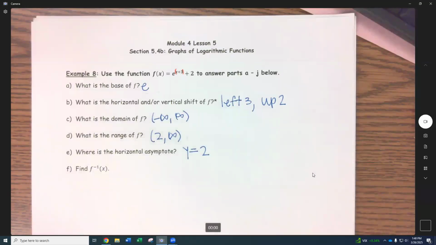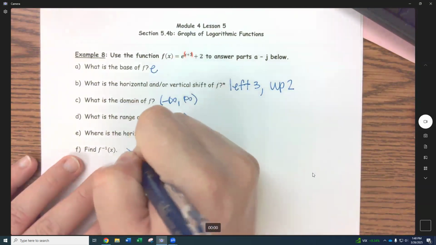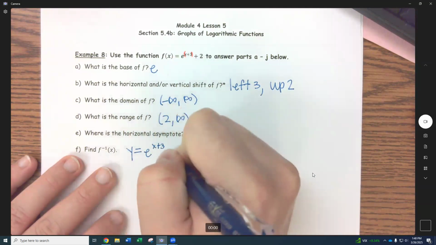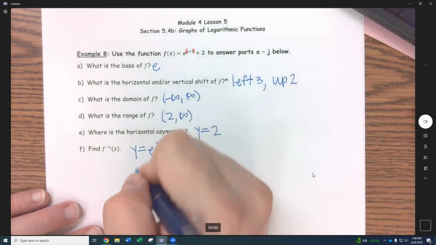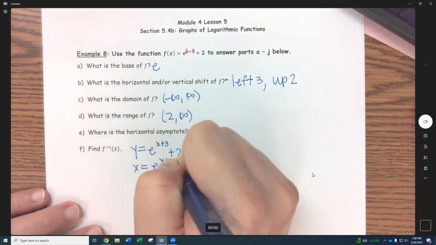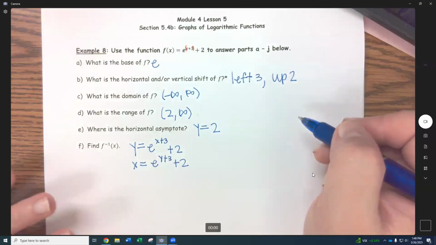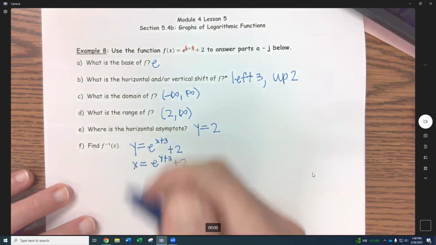So now let's find the inverse, and it's the same steps, but now my inverse should turn into a log. So first step is to replace f of x with y. Step 2 is to interchange your x and y. Step 3 is to solve for y. The first thing I need to do is isolate this exponential, so I'm going to move that 2 over.